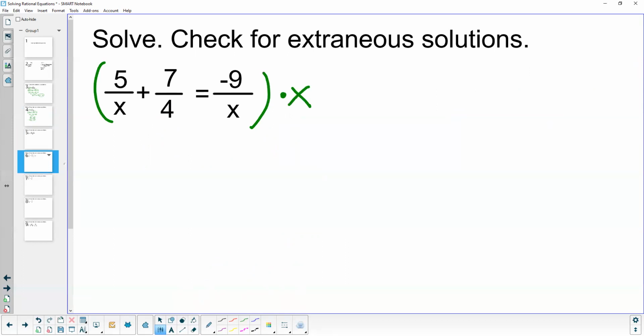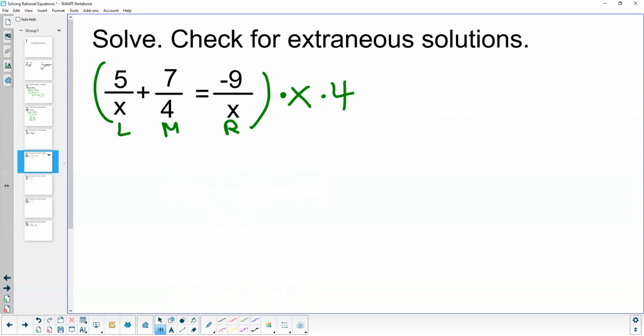That'll get rid of the left one and the one on the right. To get rid of the one in the middle, I need to multiply by 4. So I'm going to multiply everything times x and times 4, because I can't just multiply each piece by something individually. The whole expression, the whole equation has to be multiplied by the same thing. So I'm going to multiply everything times x times 4, or 4x.